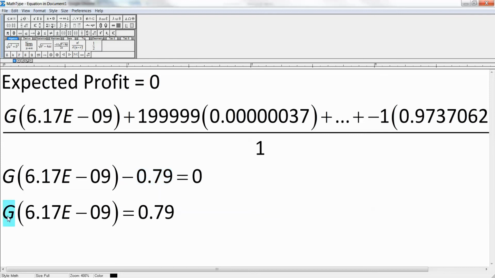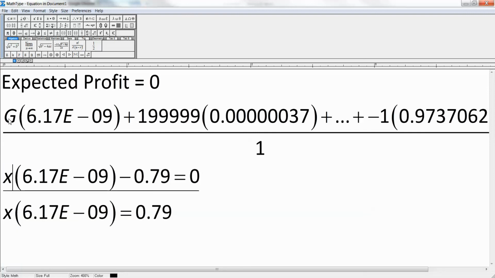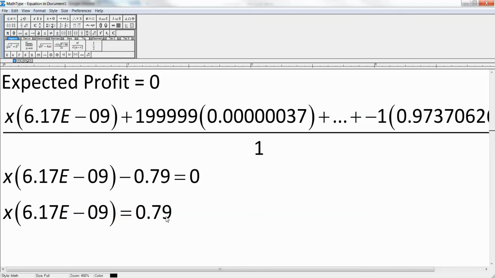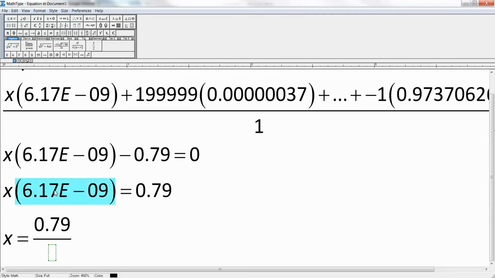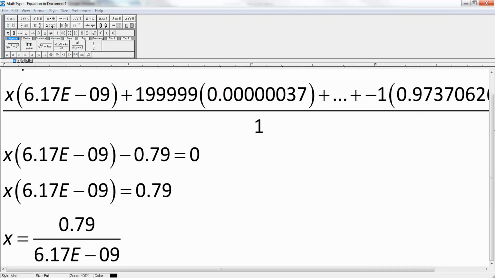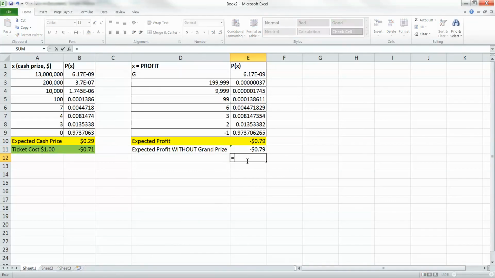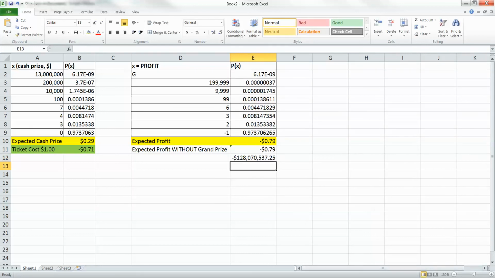And then to find what G is, like your X, what you're solving for, your grand prize. So if you like, you could put X in there. It's fine. You're going to divide both sides by that 6.17 E negative whatever. So 0.79 over 6.17 E negative whatever. So you make your calculator, computer, Excel, whatever, do that. I can make Excel do it real quick. I would just take equals that negative 0.79 divided by that probability. And there you go.